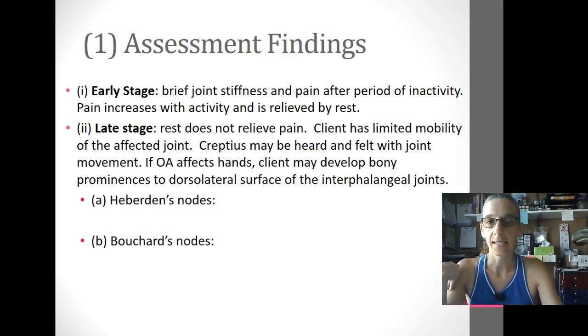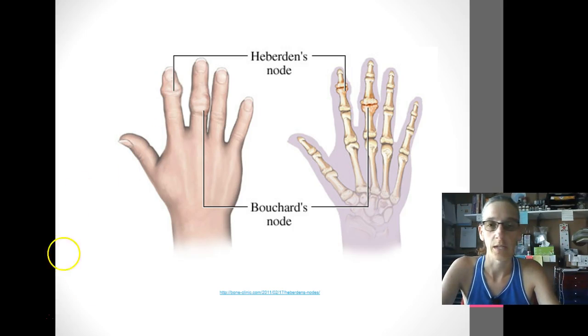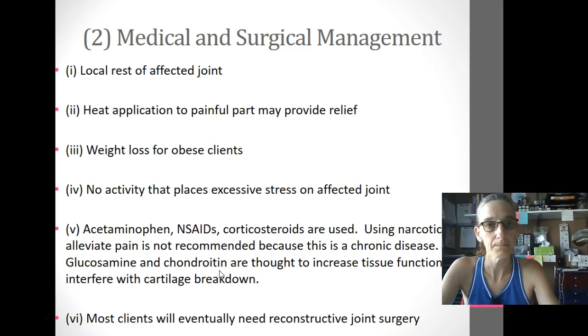If OA affects the hands, they may develop bony prominences on the dorsolateral surface of the interphalangeal joints. So those are going to be known as Heberden's nodes and Bouchard's nodes. All right, so Heberden's node, you're going to have a bony enlargement on the distal interphalangeal joints. And you have a description on page 189 in your book. And then Bouchard's node, you're going to have this bony prominence on the proximal interphalangeal joint. So an x-ray is going to show disruption of the joint cartilage and bony changes, obviously.